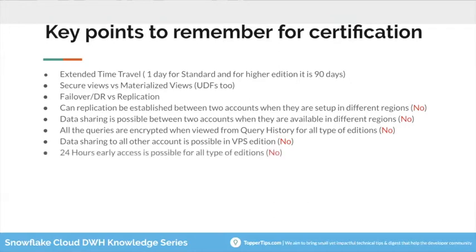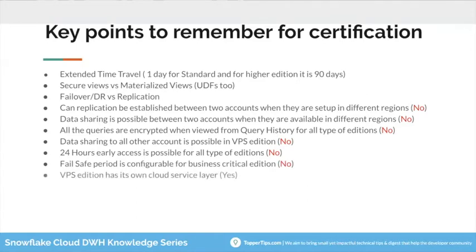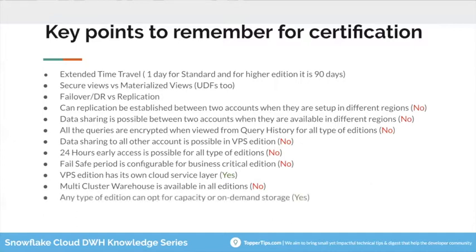24 hours early access is possible for all types of edition. No, it is only possible standard and above. Fail-safe period is configurable for business critical edition. No, fail-safe is applicable across all the editions. VPS edition has its own cloud service layer. Yes, it has its own cloud service layer. Multi-cluster warehouse is available in all editions. No, it starts only from enterprise and above. Any type of edition can opt for capacity or on-demand storage.